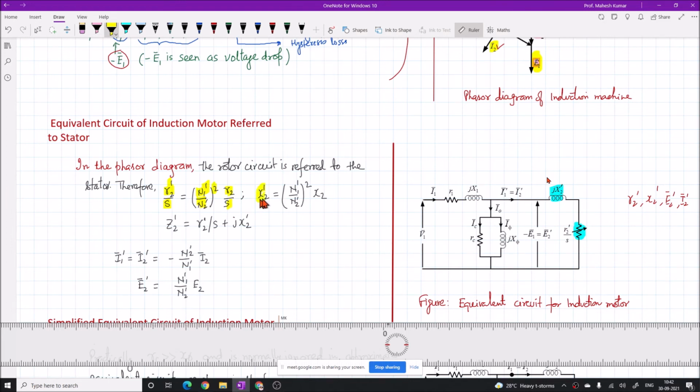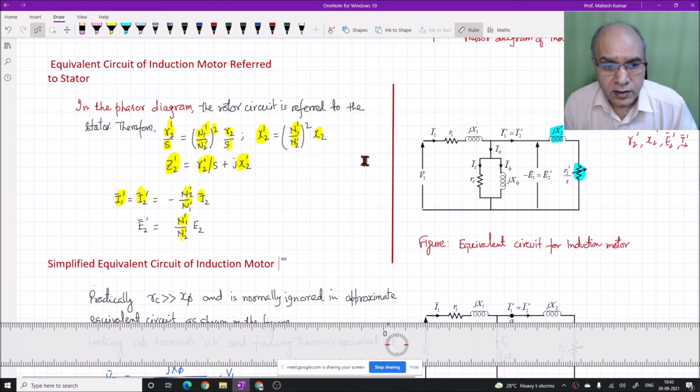Similarly, X2 dash is nothing but N1 dash by N2 dash square into X2. And we can write Z2 dash, which is the combination of R2 dash and X2 dash. What is I1 dash? I1 dash is nothing but I2 dash, which is minus N2 dash by N1 I2. This comes from the MMF balance equation. And E2 dash, as you know, is the number of turns N1 dash by N2 dash into E2.